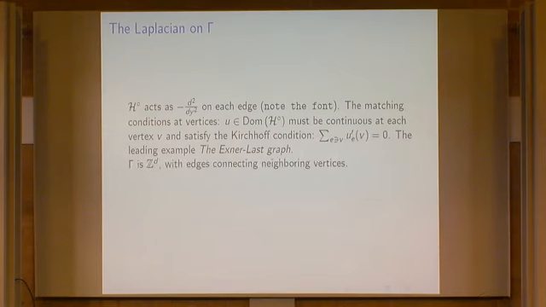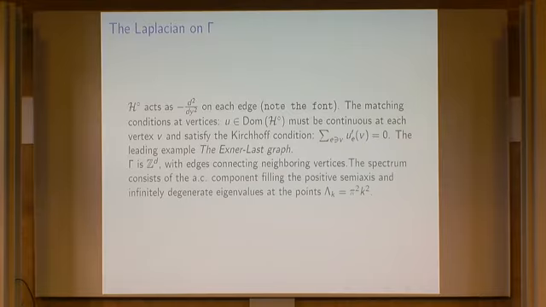The graph is the following. We take the points in the lattice and connect the neighboring points by intervals with length 1. And this is called the Exner-Lass graph.